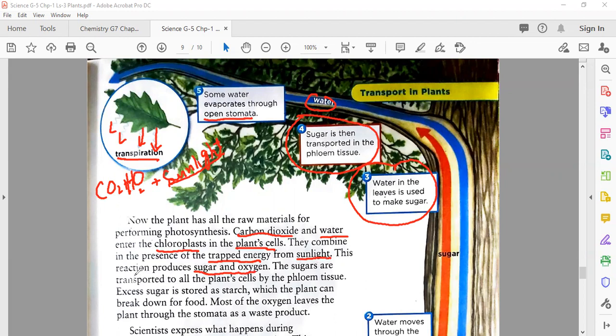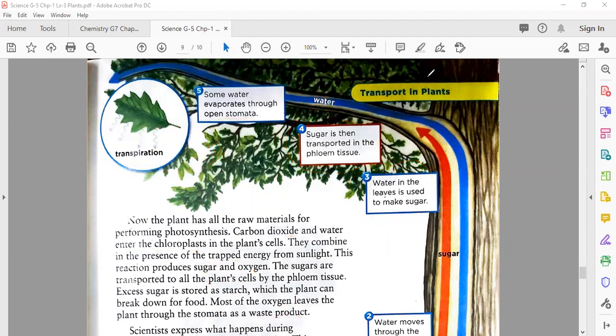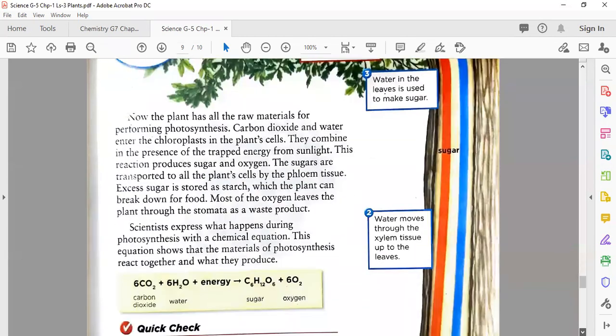The sugar is transported to all the plant cells by the phloem tissue. Excess sugar is stored as starch, which the plant can break down for food. Most of the oxygen leaves the plant through the stomata as a waste product. But this oxygen is not a waste product for us. For us, it is very good. We need this oxygen. So till here, students, if you have any question, you can raise your hand. Otherwise, type no in the chat, everyone. Okay, that's great. Excellent, my dear.